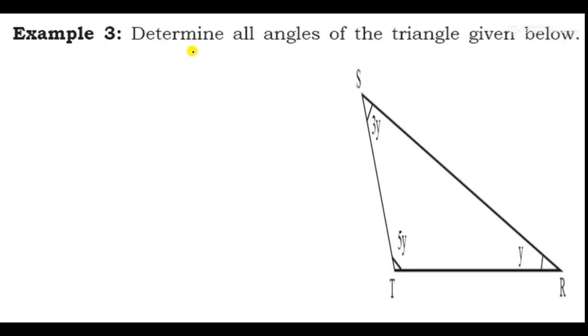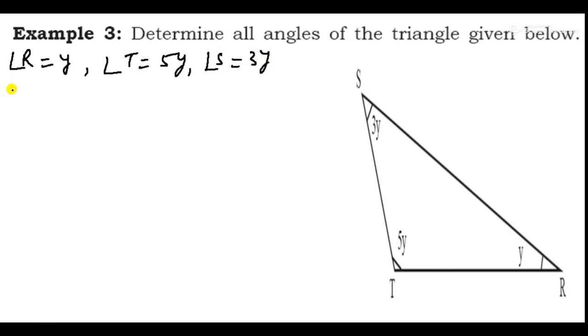Come to example 3. Determine all the angles of a triangle given below. It is the triangle RST. So in this you can find all the angles. Here angle R is given as y, angle T is given as 5y and angle S is given as 3y. So you have to write in triangle RST, angle R plus angle S plus angle T.